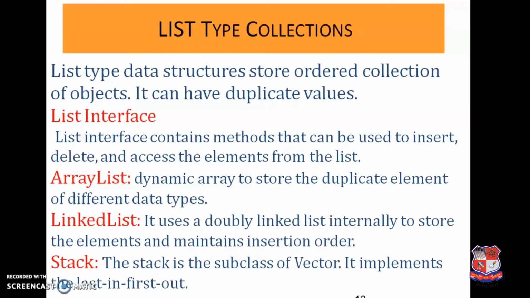Next is list type collections. List type data structures store an ordered collection of objects. List allows you to have duplicate elements in your list. The list interface contains different methods that can be used to insert, delete, and access elements from the list. The list interface extends the collection interface, so all methods of collection are available in the list interface, and they will be available in the implementing classes also.